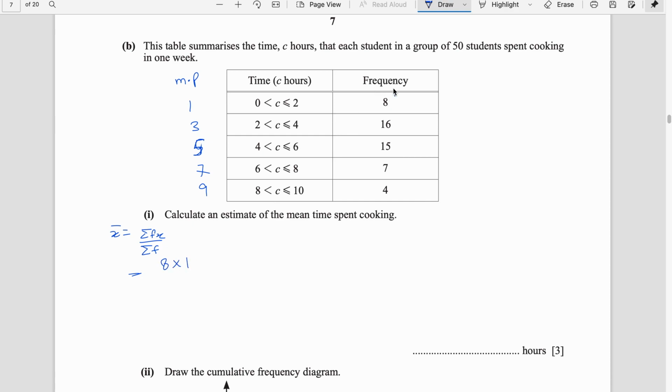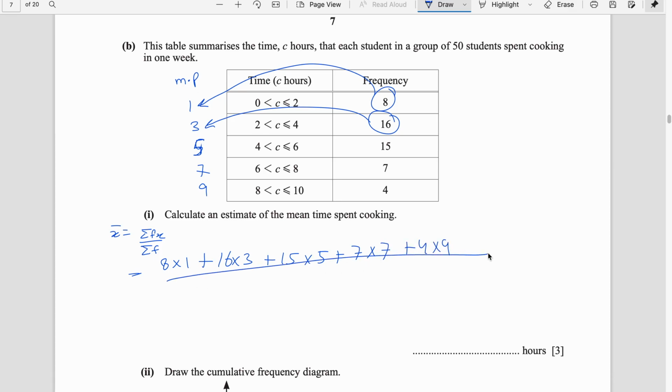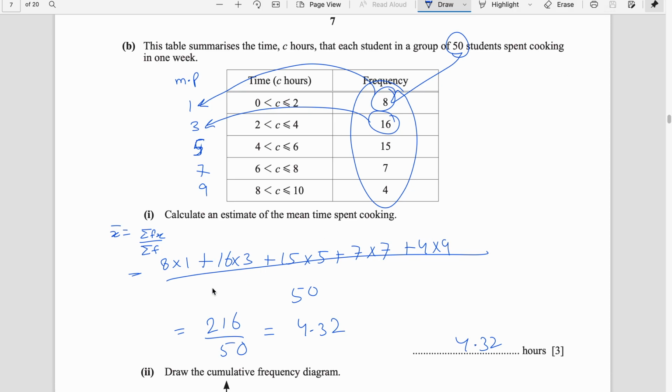8 into 1 plus 16 into 3. Follow that sequence till the end. 15 into 5, 7 into 7, 4 into 9, divided by the total frequency, the sum of this, which is already given, that is 50. So we get 216 divided by 50, which is 4.32 average hours.